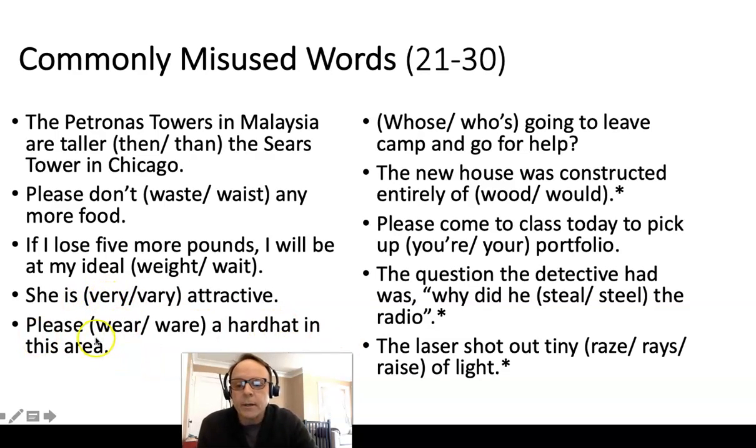Please wear a hard hat in this area. First one is correct. Wearing clothing. This is where, like cookware or different kinds of supplies or something like that. But this first one is correct. Wear.